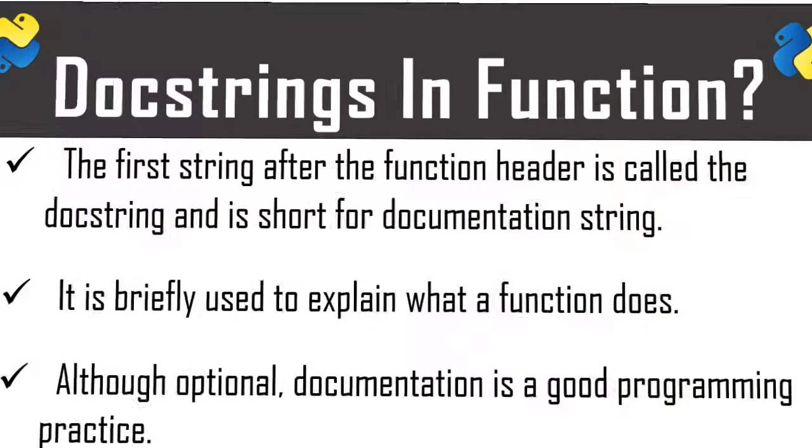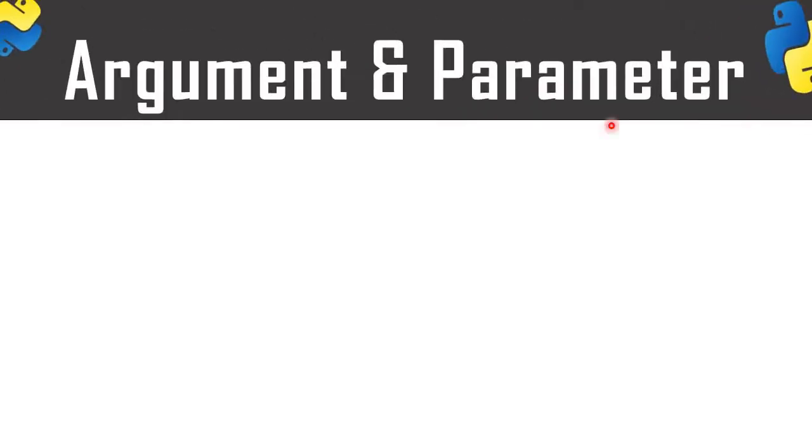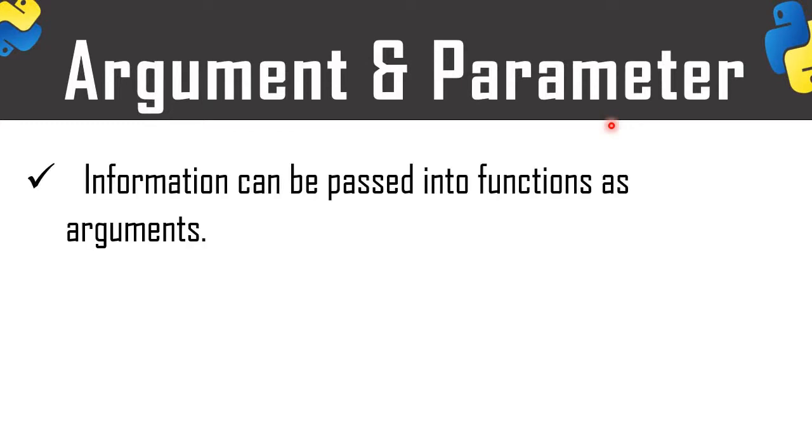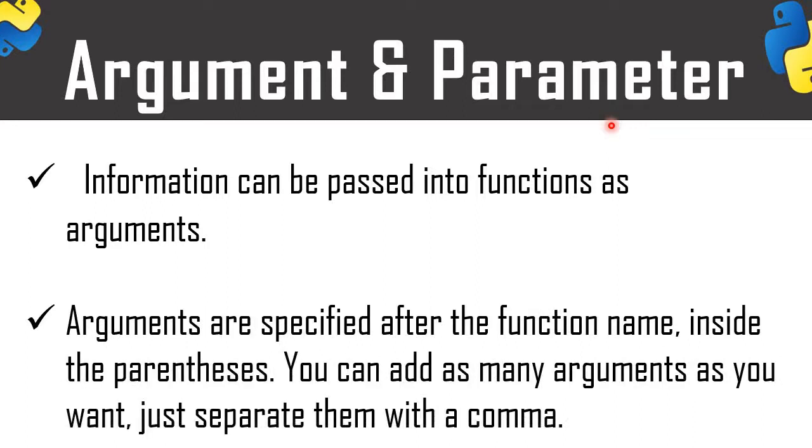Now let's move to another topic, arguments and parameters. So you can also pass some information into a function. That information is known as arguments. Arguments are specified after the function name inside the parentheses. You can also add as many arguments as you want.